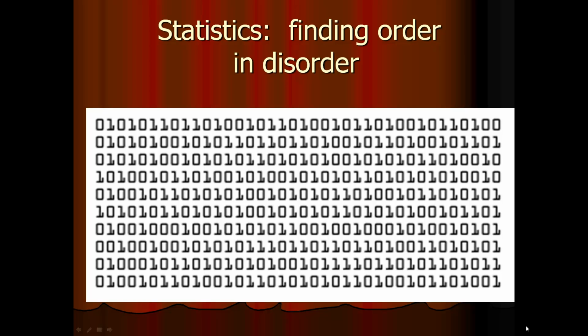An introduction to statistics. Statistics is really a method of finding order in disorder. So the slide that you see in front of you is a series of ones and zeros with no seeming pattern, but there is some sort of pattern to it, and this would be equivalent to some sort of computer language, which could be something like the word order.